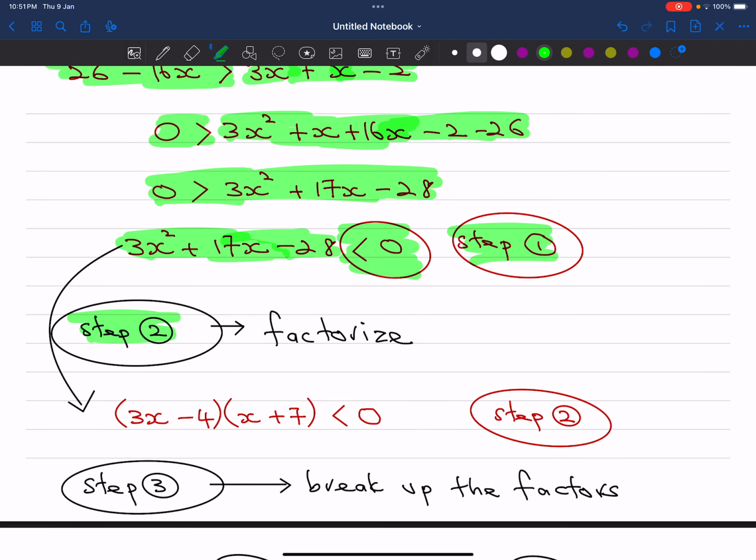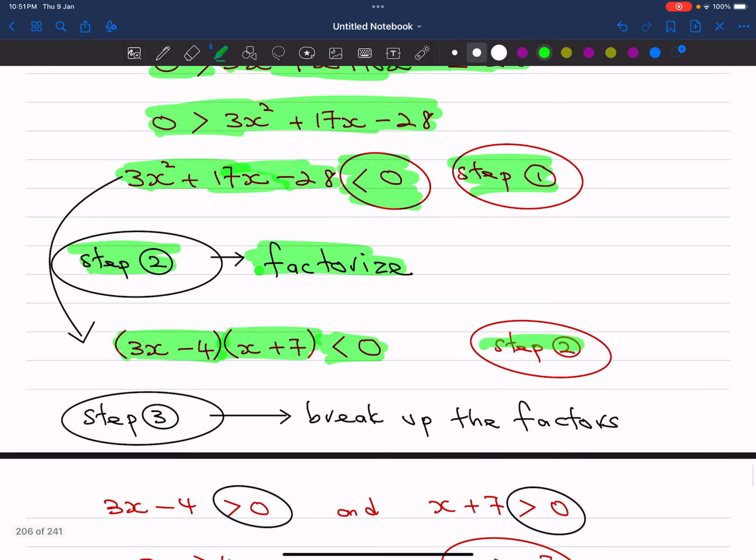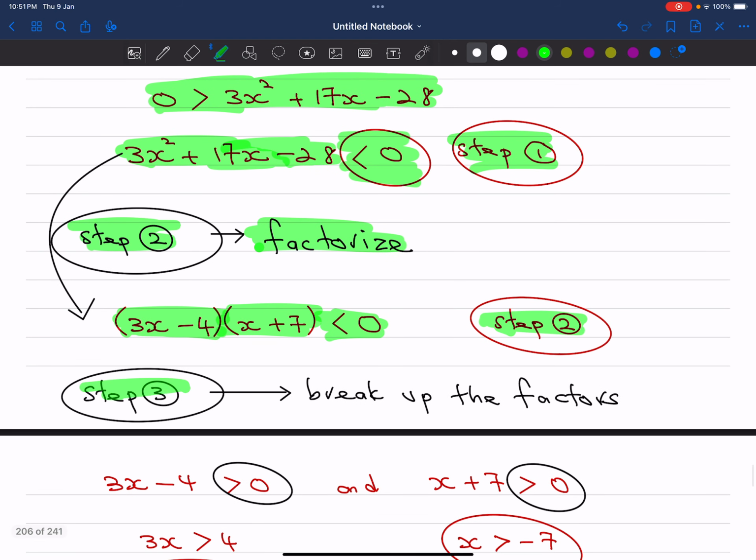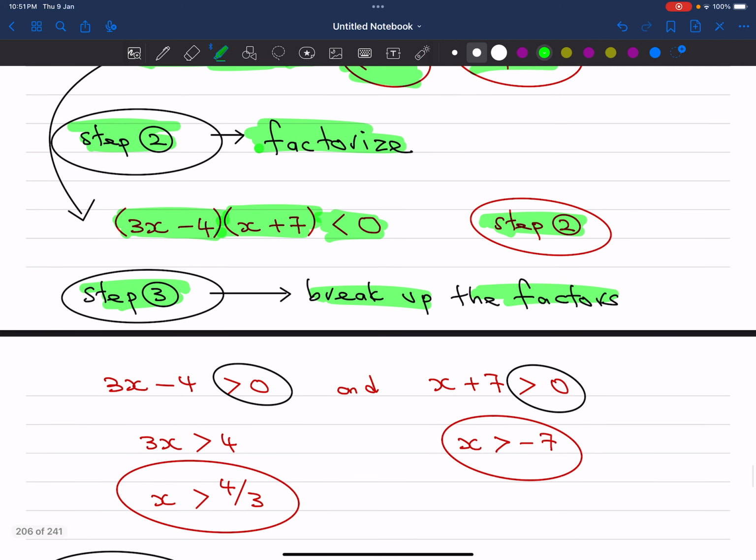So we have achieved our step 1. Step 2, we must factorize. Okay, factorizing is easy. Use the calculator. 3x squared plus 17x minus 28. If you factorize, you'll get brackets 3x minus 4, brackets x plus 7 less than 0. We have settled our step 2. Our step 3, you break up the factors. Now when you break up the factors, there's something important. 3x minus 4 and x plus 7.